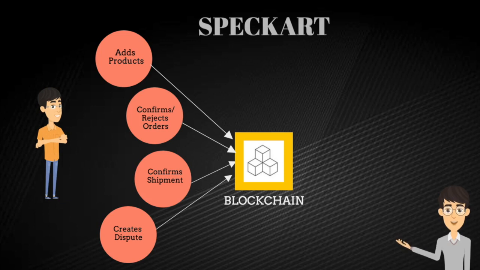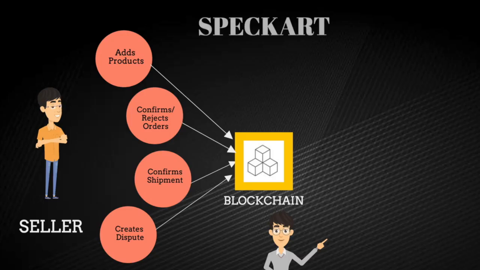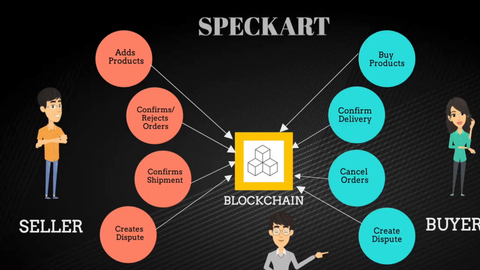Here the sellers can add products to the blockchain, confirm or reject the orders the seller received, confirm the shipment of the order the seller confirmed, and initiate a dispute if there is an issue that has to be dealt with the buyer. Similarly, the buyer can order the products from the platform, confirm the delivery of the ordered products, cancel the ordered products before the confirmation of the seller, and like the seller, the buyer can also initiate a dispute.